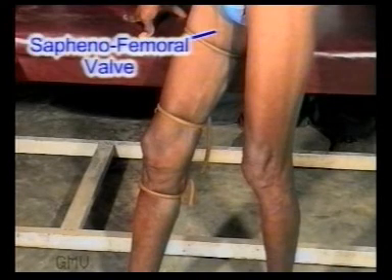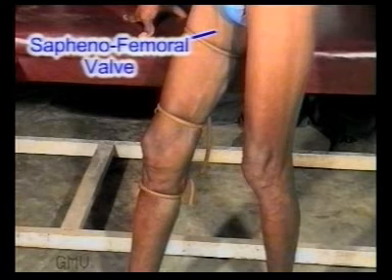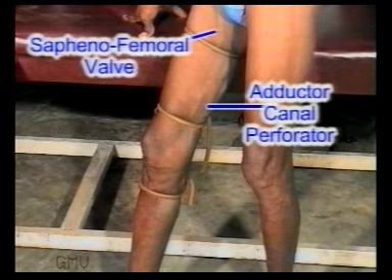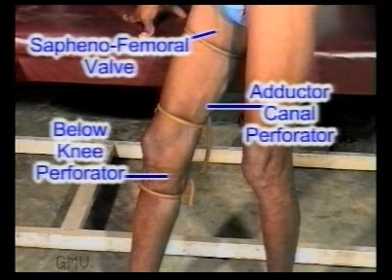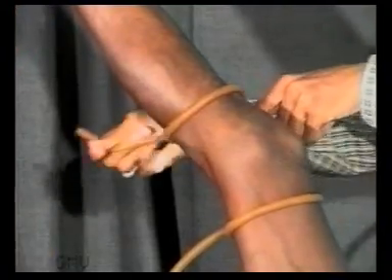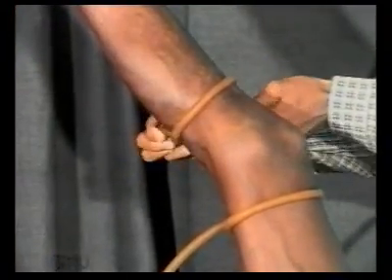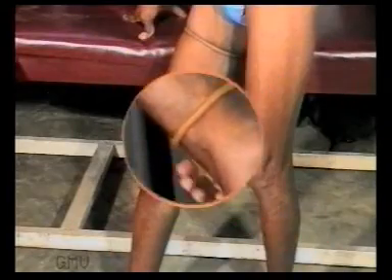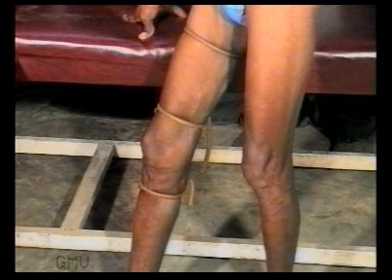The saphenofemoral valve is above the first tourniquet, the mid-thigh perforator in the adductor canal is between the first and the second tourniquets, the below-knee perforator is between the second and third tourniquets, and the ankle perforators are below the third tourniquet. The tourniquets should be just tight enough to occlude only the superficial veins. Now ask the patient to stand up and observe for 15 to 20 seconds.